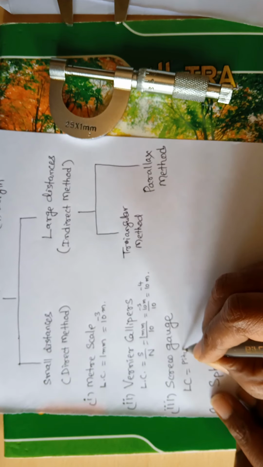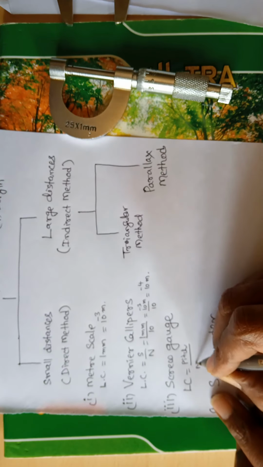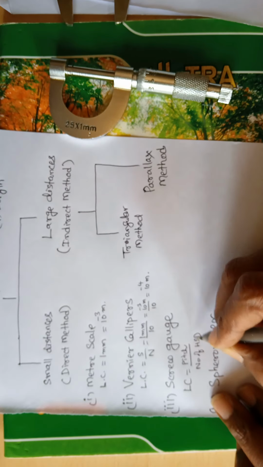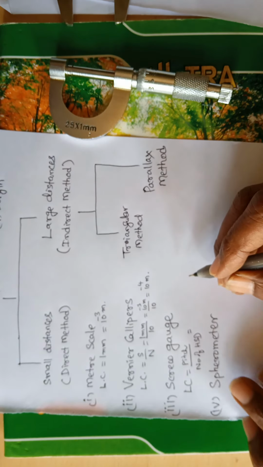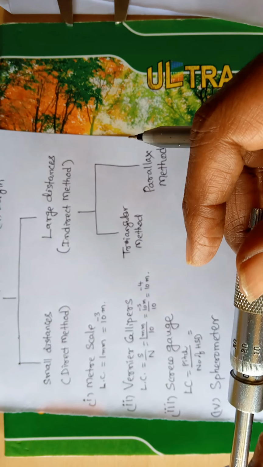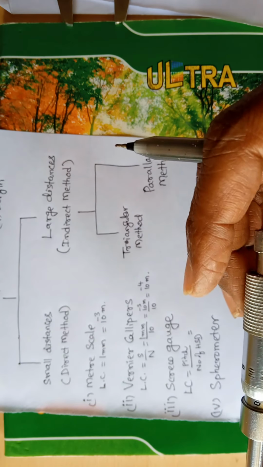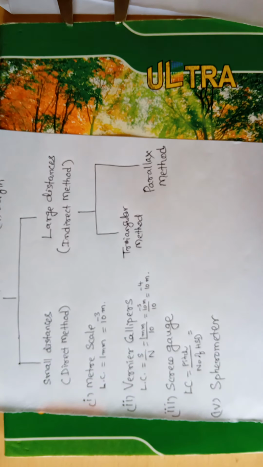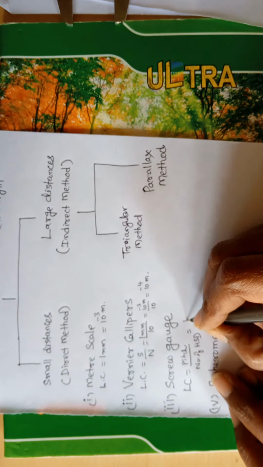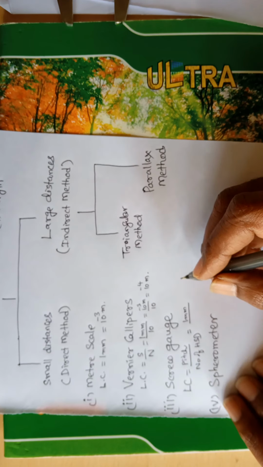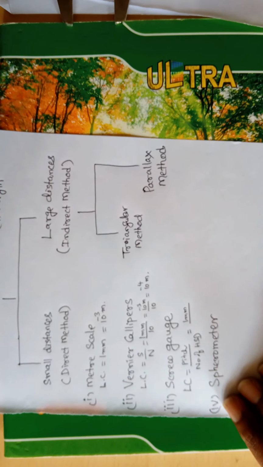Least count is pitch divided by the number of head scale divisions. By rotating this screw through one rotation, it moves through 1 millimeter, that is called pitch. Then the number of head scale divisions.